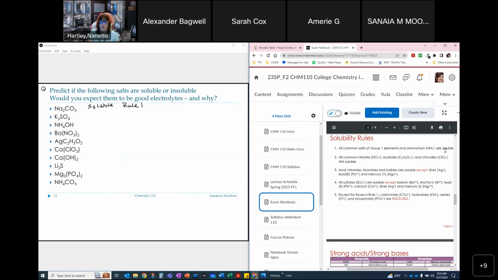Okay, so it doesn't matter that carbonate's on it, because if I look down here, carbonate is one of those things that's often insoluble, but it does say, except for those in rule 1, right? So they have to be applied in order, so I know that it's soluble because of that group 1. Okay. K2SO4, same thing applies here. This is going to be soluble because K is a group 1 metal. Ammonium is also in that group, so ammonium is part of rule 1, so this is soluble.